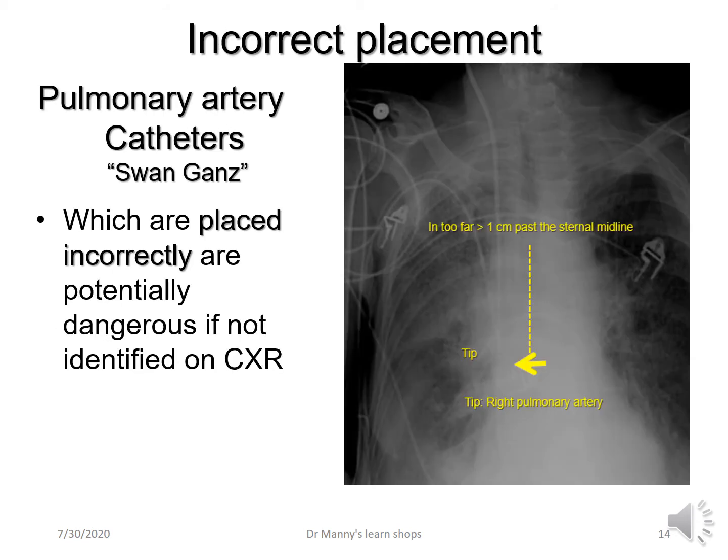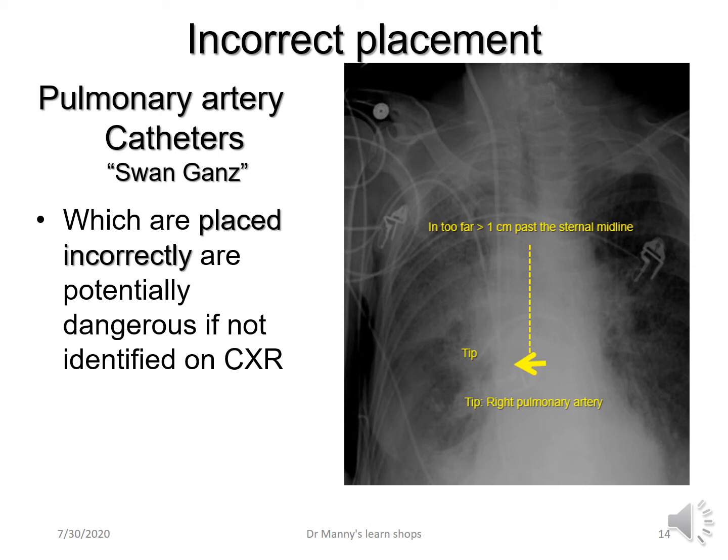If the pulmonary artery catheter is placed incorrectly, they're potentially dangerous. And why are they dangerous? Because remember, they're going into the lungs, into the pulmonary artery, into a possible tributary or a small arteriole. And if that happens, the catheter, though small, can obstruct, cause pulmonary ischemia, cause pulmonary infarction.